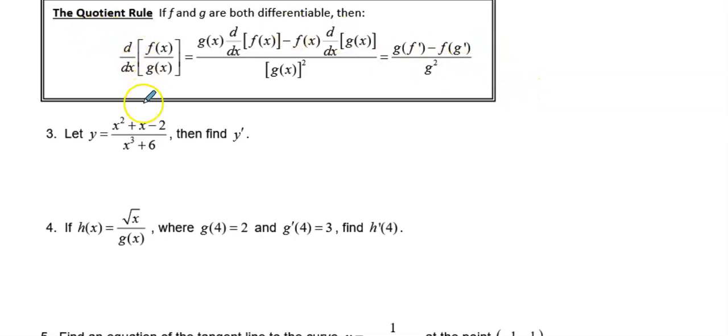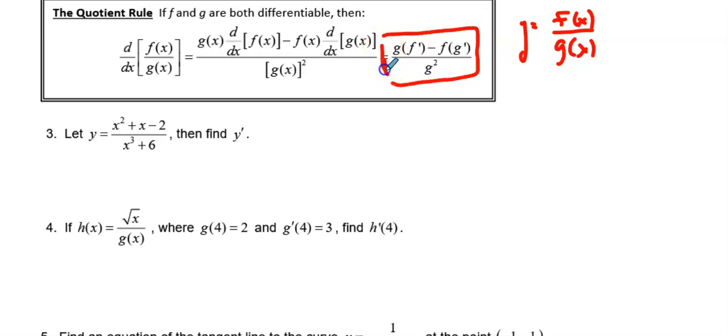For the quotient rule, you have two functions that are actually being divided, hence the word quotient. So you're going to have y is equal to f of x all over g of x. So the quotient rule is this. But in this case, for the quotient rule to exist, order does matter.